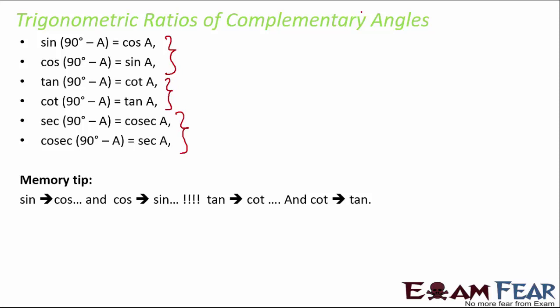So sine and cos are together, tan and cot are together, similarly sec and cosec are together. Not together in the sense that they are similar. So if you know sec, the complementary angle of that is cosec. So that was about the complementary angles.